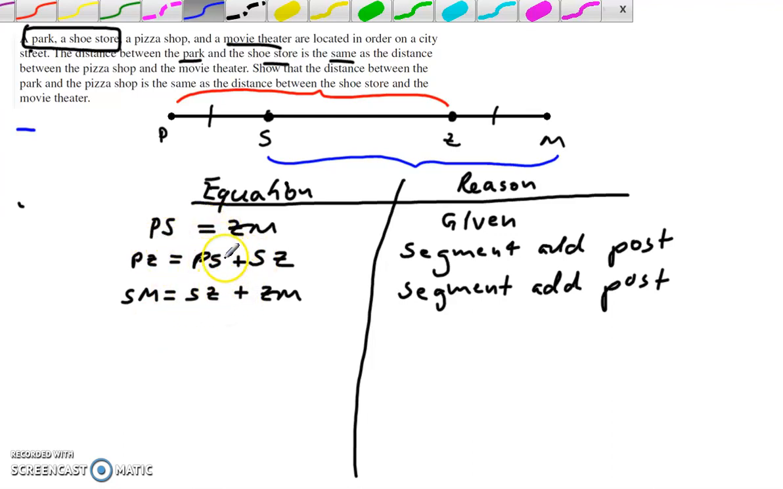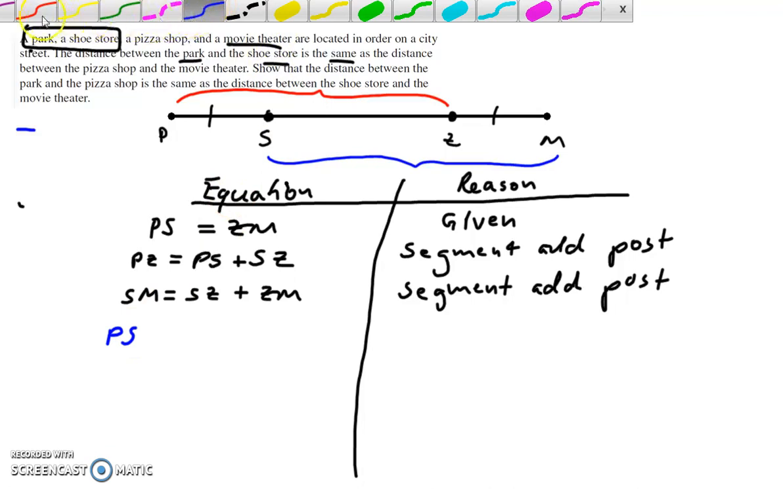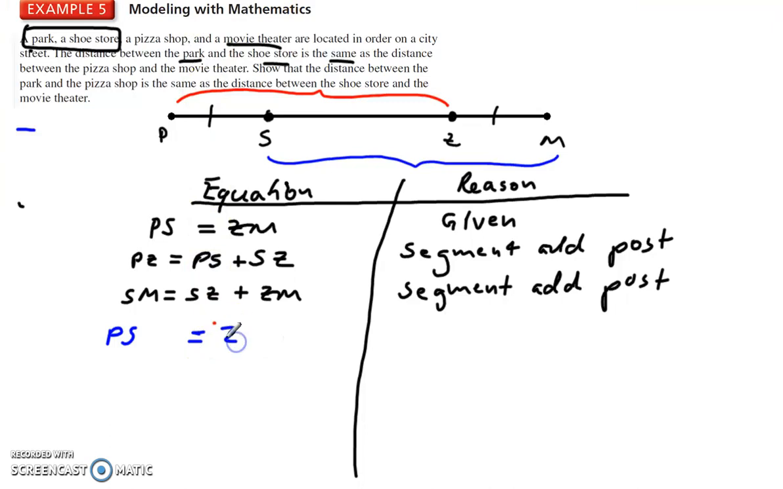Okay. Now my goal is to write a statement where I have these be equal. Here I have PS is equal to ZM, and here I have ZM plus SZ, so I can take this first statement, PS, is equal to ZM, and I can add SZ to each side, plus SZ, plus SZ. I can do that because of the addition property of equality.